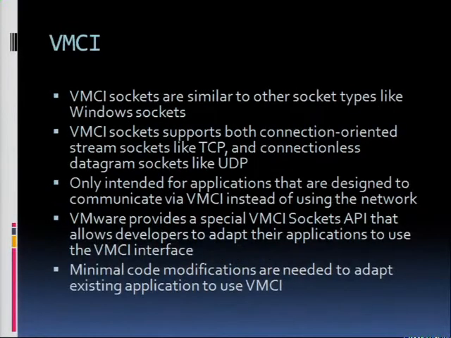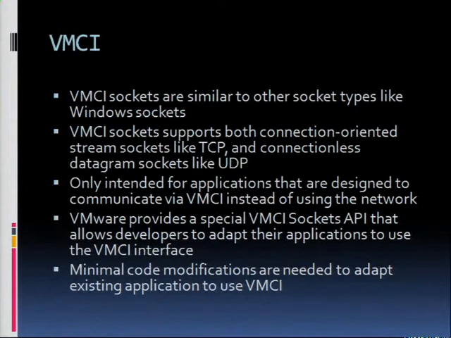What it uses are things called VMCI sockets. They're similar to other socket types like Windows sockets. It's a special kind of socket that VMware created that supports both connection-oriented stream sockets like TCP and connectionless datagram sockets like UDP. It's only intended for applications that are designed to communicate via VMCI instead of using the regular traditional network. Currently, there are not a whole lot of applications designed to use this feature, but I think you'll see more of them coming and adapting their apps to actually take advantage of this feature.